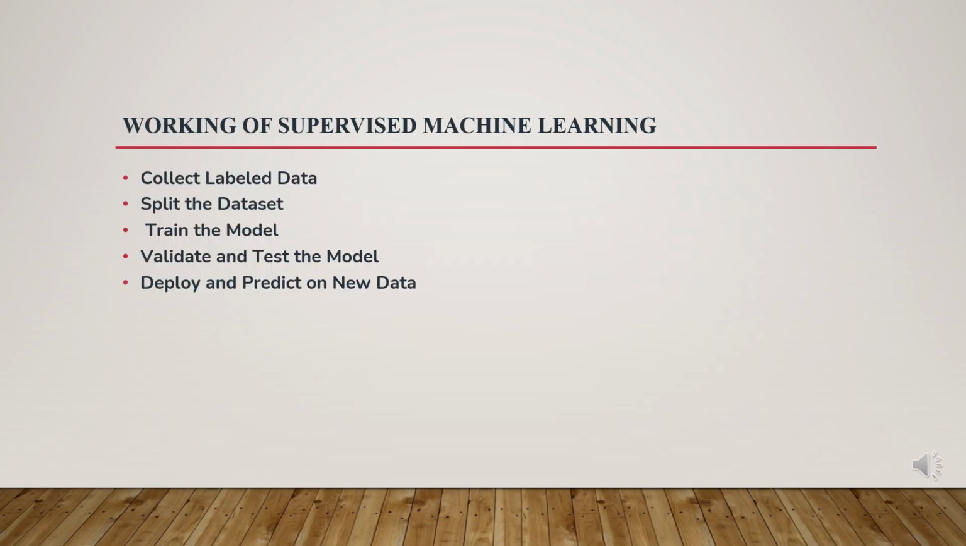Let's understand the overall working of supervised learning. Data collection. Gather labeled data that includes both inputs and correct outputs. Data splitting. Divide the dataset into training and testing parts. Model training. Feed the training data to the algorithm so it can learn relationships. Model testing. Evaluate how well the model performs on unseen data.